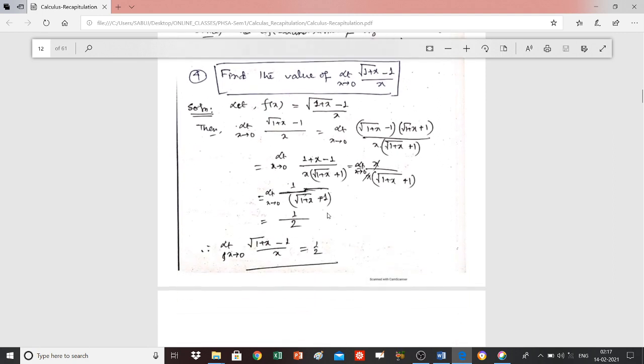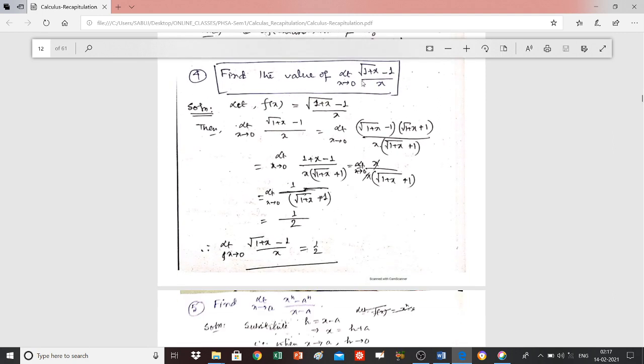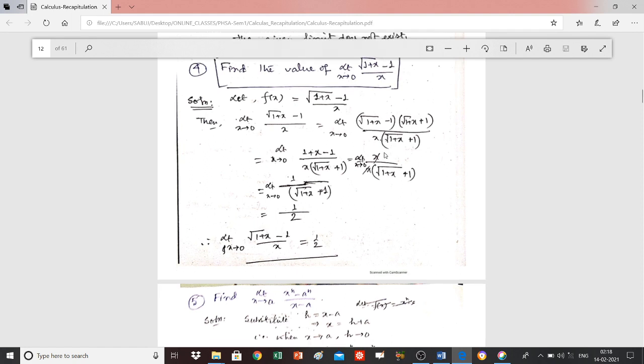Number 4 is here. Find the value of the limit as x tends to 0 of (root of 1 plus x minus root of 1 minus x) by x. The calculation is there. Just go through this and you will finally find that the limit as x tends to 0 of (root of 1 plus x minus 1) by x is equal to half. Just go through this, you will not suffer any problem understanding it.